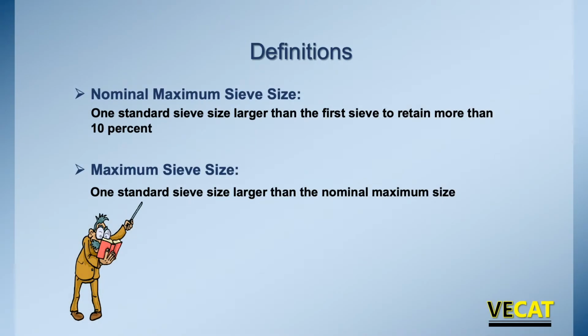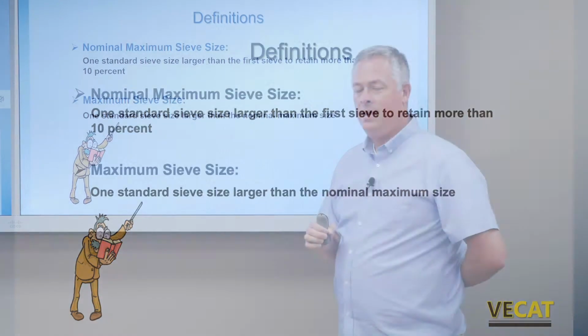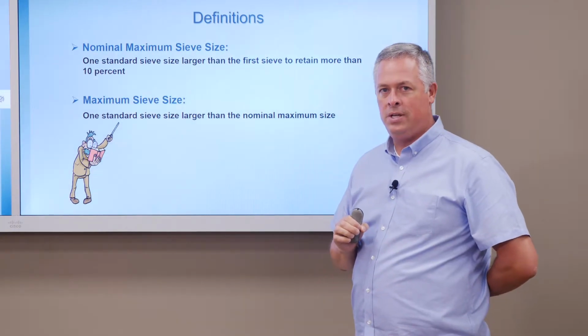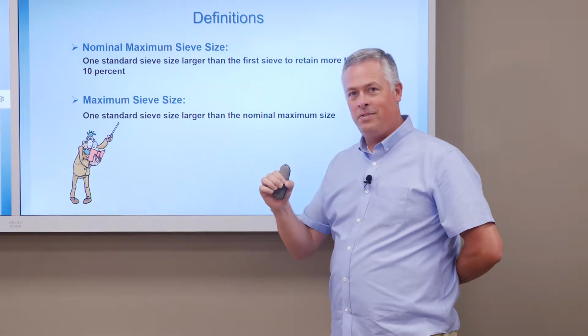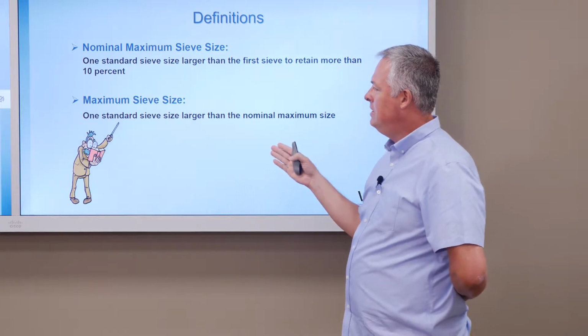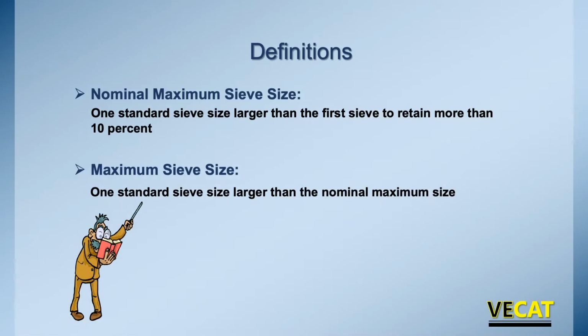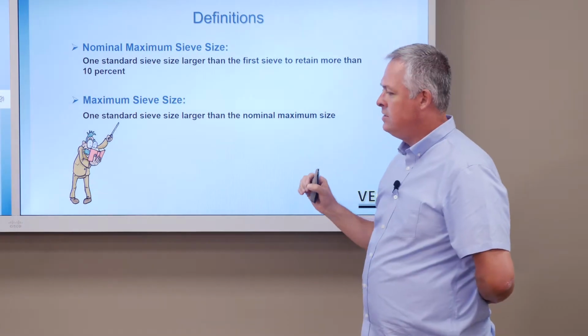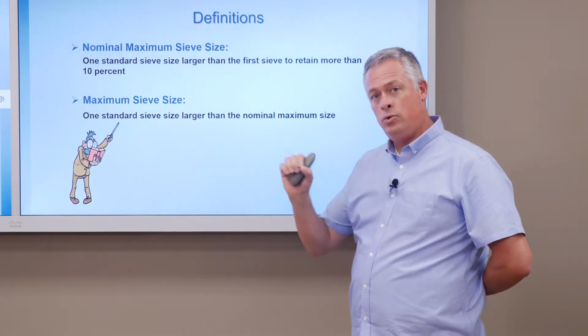Two definitions that you really need to know. Very important you know this for the exam, and also so you can make your own chart. The nominal maximum sieve size is one standard sieve size larger than the first sieve to retain more than 10%. It's not the first sieve to retain more than 10%. It's the first sieve size larger than the first to retain 10% or more. It's very important to know. The maximum sieve size is one standard sieve size larger than the nominal max. And that's where our maximum density line is drawn to.